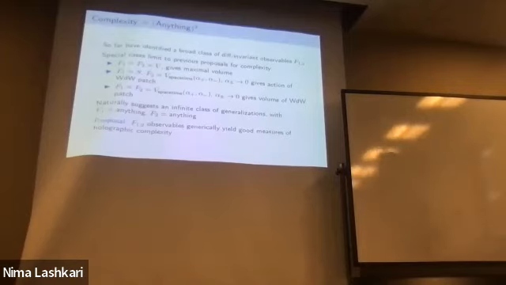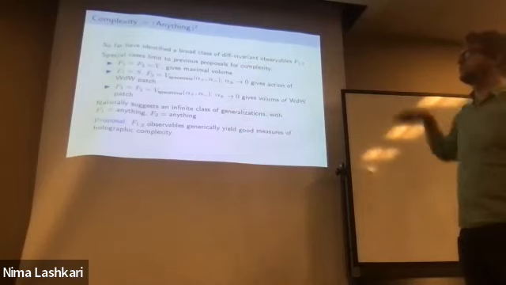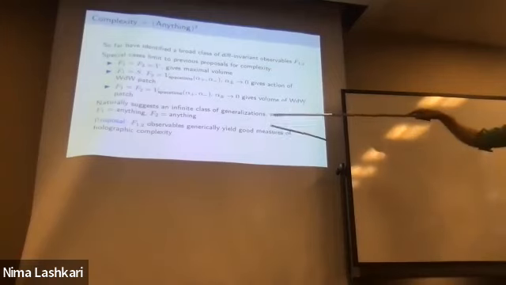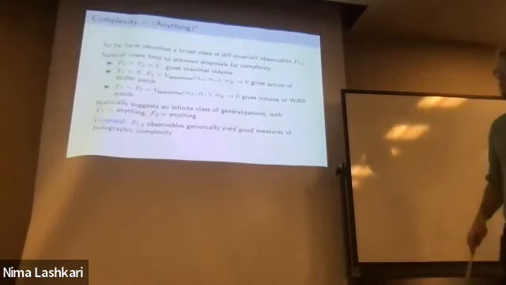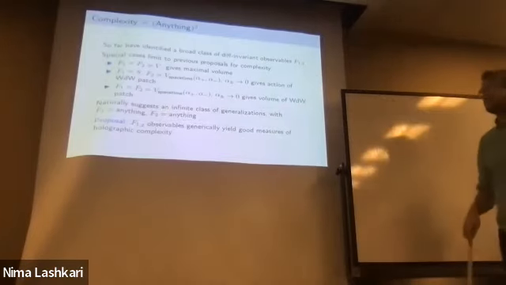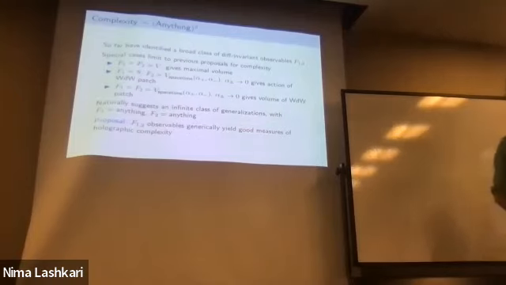So I would say that we're kind of naturally led to this suggestion that this infinite class of observables we've written down could in principle all be good measures of holographic complexity. If you take F1 to be anything and F2 equals anything, then you get complexity equals anything squared in these two guys here. So these F12 observables should generically yield good measures of holographic complexity.